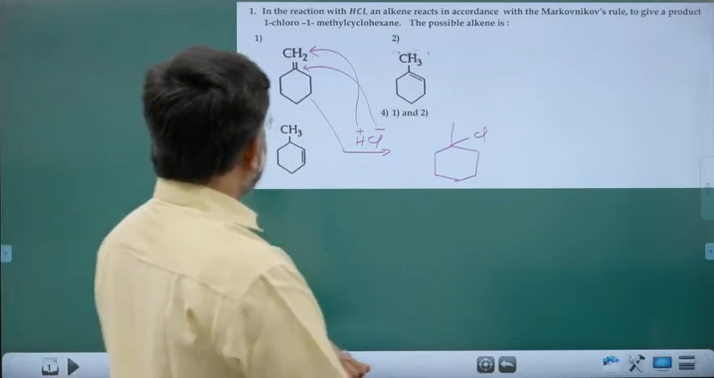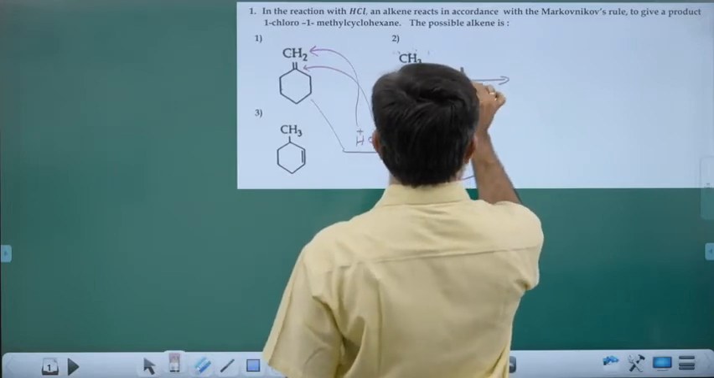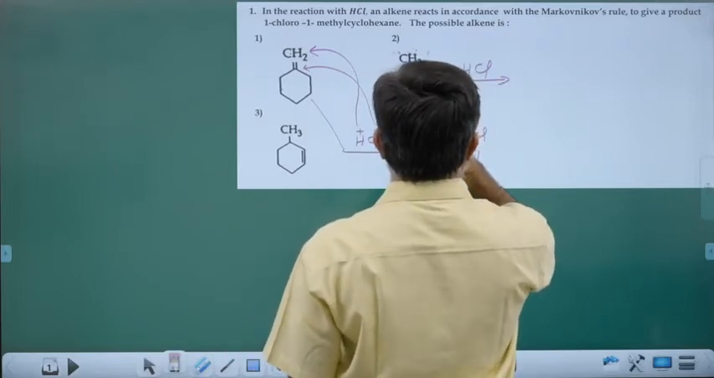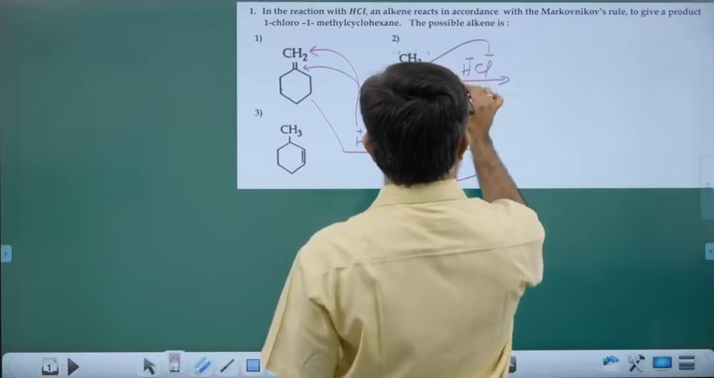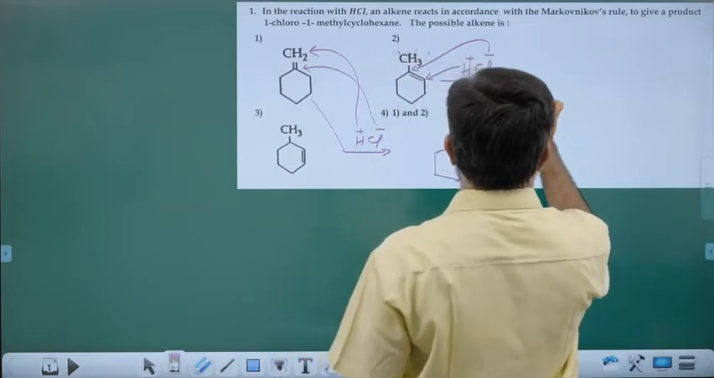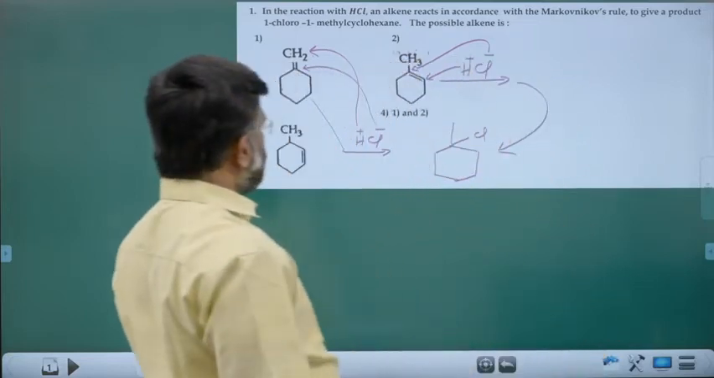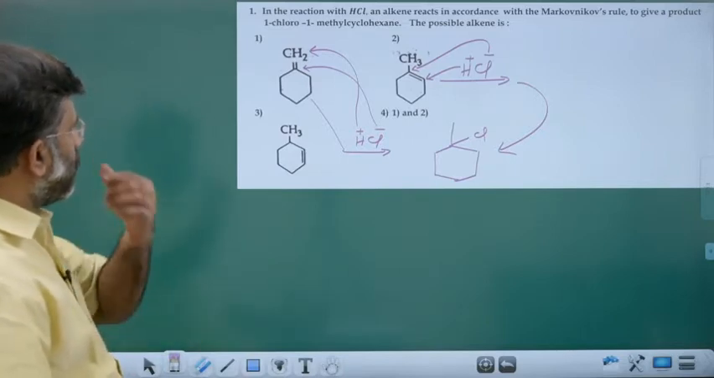Second one. There is a combination, so I am checking the second one also. This is treated with HCl. So what will happen? Cl minus will come over this carbon, H plus will come over this carbon, Markovnikov rule. So the product will be same. It is 1-chloro, 1-methyl cyclohexane.